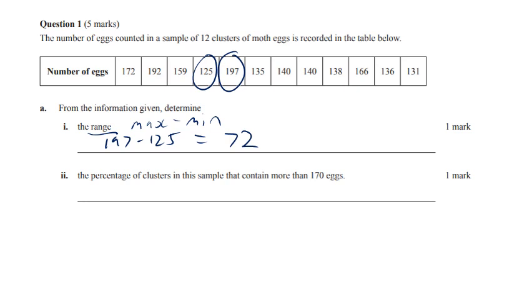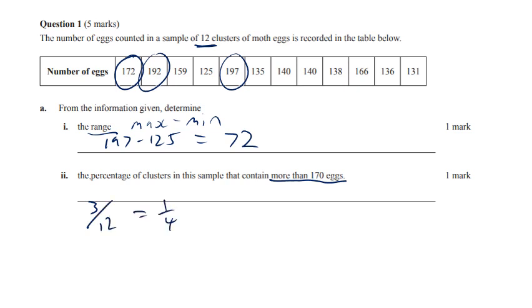Next one, let's just erase some of this. And the next one is asking percentage of clusters that have more than 170. So that's out of 12 clusters. So it's already given you 12, so you know you have to count them. We've got 1, 2, 3. That's it. So we've got 3 out of 12, which many of you might know is a quarter, which it says percentage though, so that equals 25%. If you need to hit your calculator and times by 100, but I think many of you should know by now that a quarter is actually 25%.